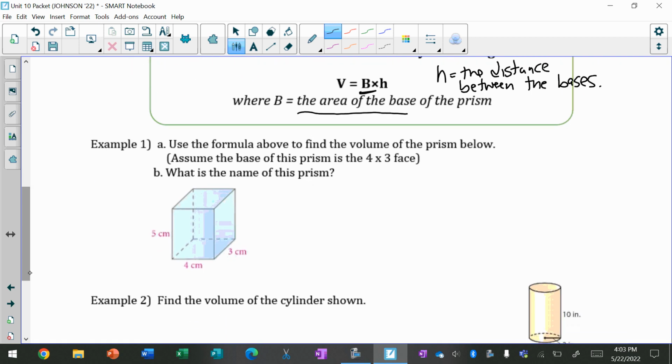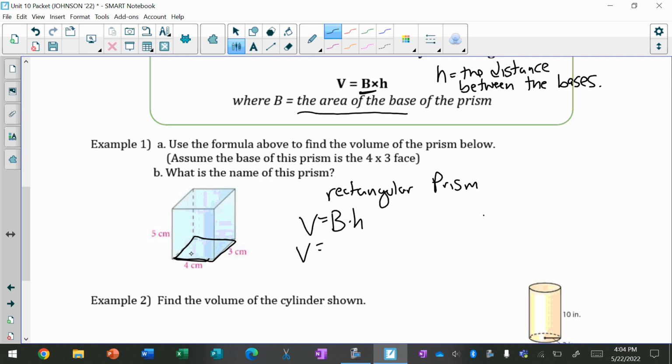Okay. So here we're going to start off simple. A rectangular prism. Okay. What is the name of the prism? This is a rectangular prism. It is not a cube because the edges are not all the same length. So we can look at this a couple of ways. We can look at the bottom as the base. So the area of the rectangular base is 4 by 3. So 4 times 3. And then the height would be 5.